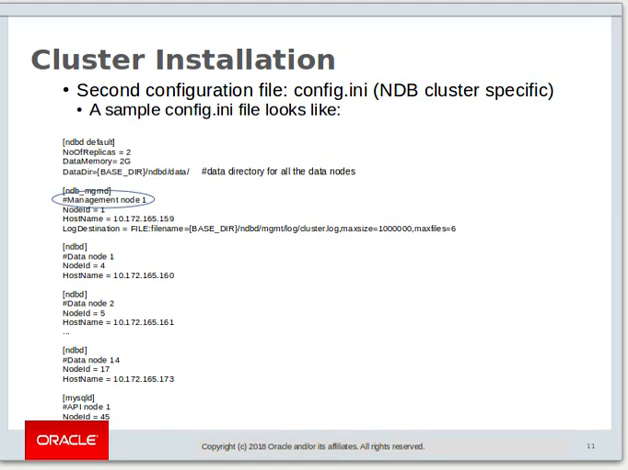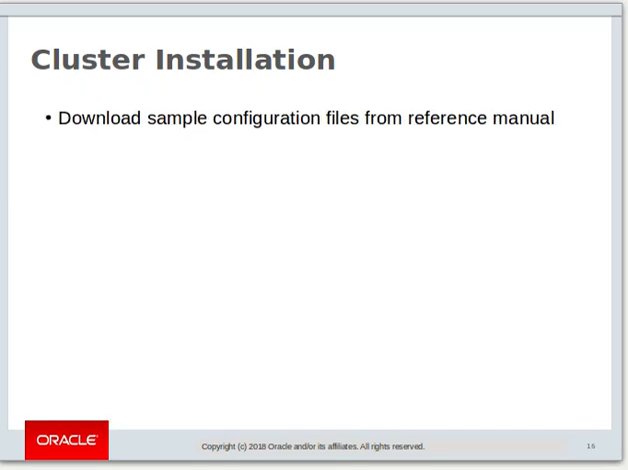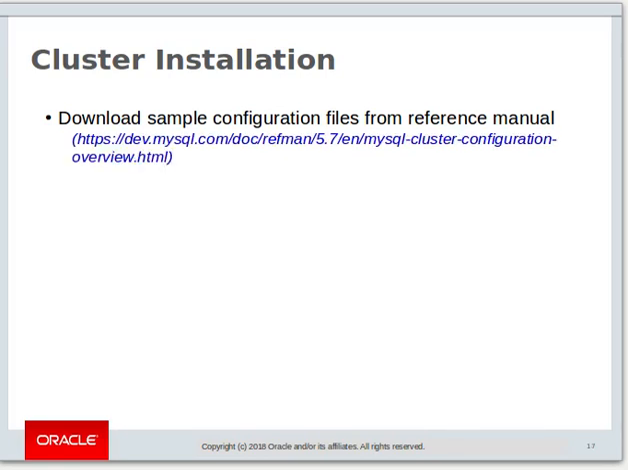This is the entry for the management node, then the first data node, then the second data node, and this is the last data node. That is the node number 14 and the MySQLD node. Sample configuration files can be downloaded from the reference manual and the link is given below.